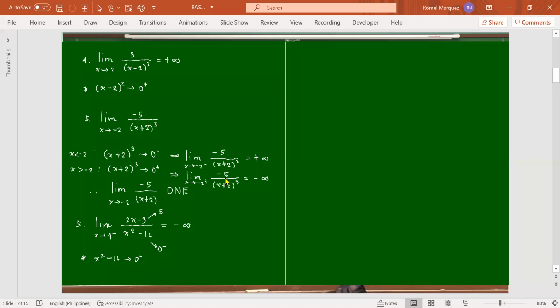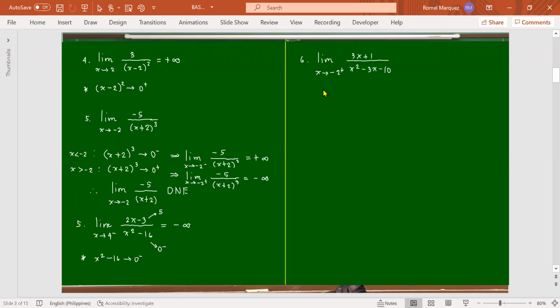Okay. So number 6: if I have the limit as x approaches negative 2 of (3x plus 1) over, let's say, x squared minus 3x minus 10, and I want it from the right. What about that?